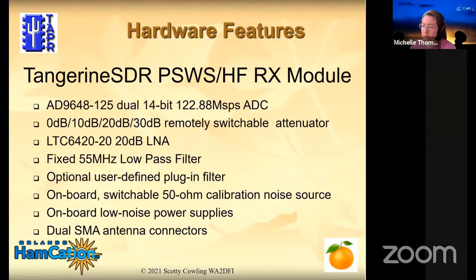We have an attenuator on board as well as a low noise amplifier, and we have a fixed 55 megahertz low pass filter, which is removable in case you want to do undersampling. And we also have some onboard calibration noise sources, as well as a user-defined plug-in filter. So if you want to lose the 55 megahertz low-pass filter, plug in your own custom filter, or even if you wanted to plug in a preamplifier, that is supported on the headers on the RF module.